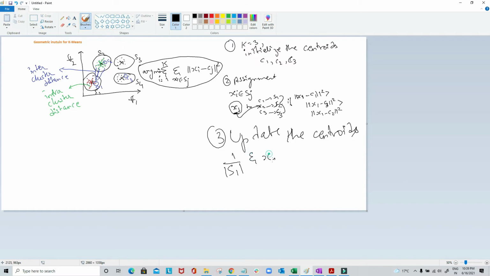So what it does is, it will add all these points. So summation of xi is nothing but add all these points and divide it by the number of points in this set. So it will update the centroid. From here, it can become here now. Okay. So this process is done till the centroids converge.